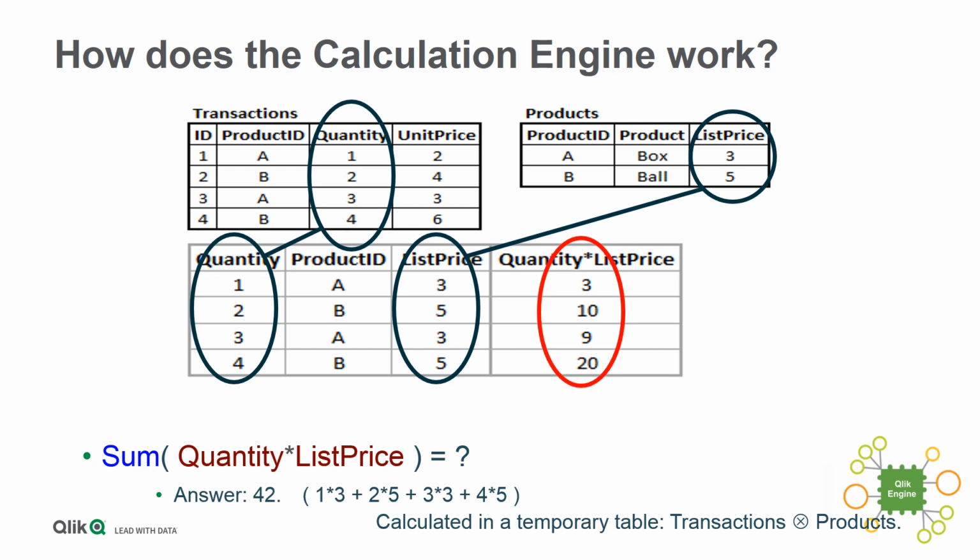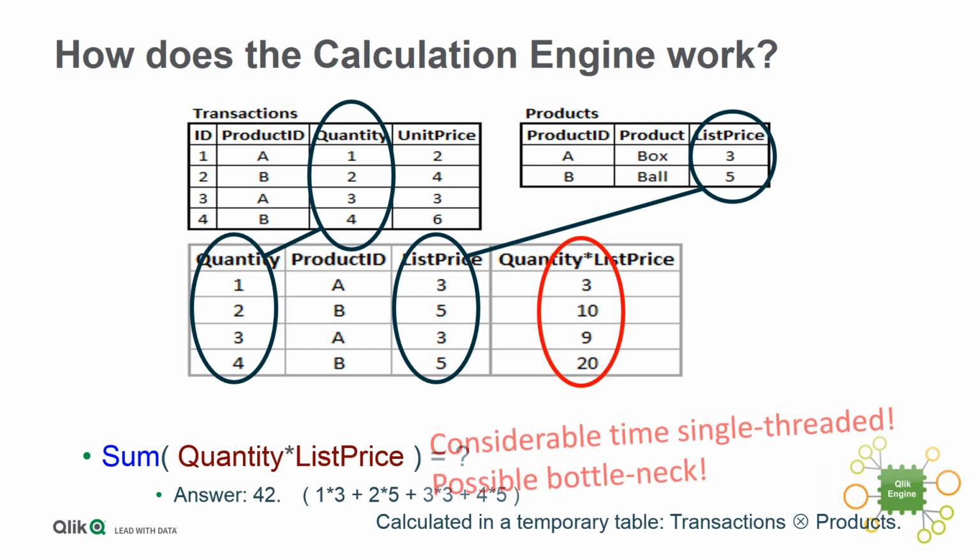Now you start getting where the single-threaded process is. Making this join in the background is single-threaded. So don't do this if you have a lot of data.